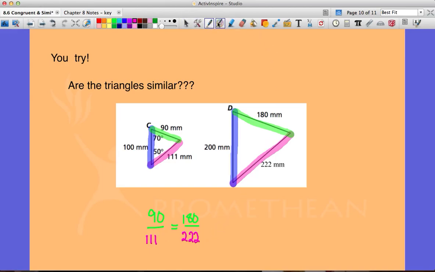So now, to determine if these two triangles are similar, I still use cross products. I do 90 times 222, and I set that equal to 180 times 111. If these both come out equal, the triangles are similar. If they do not, the triangles are not similar.